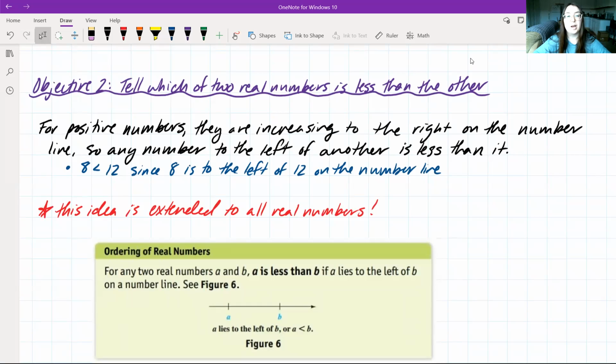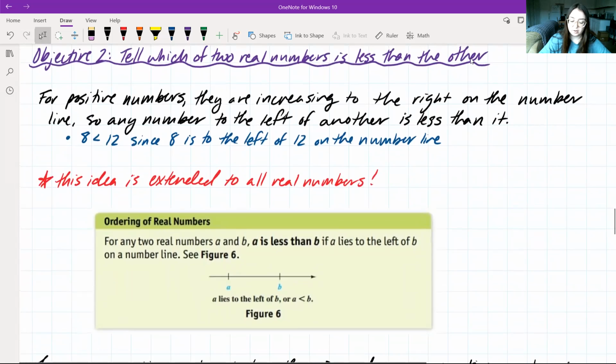So basically on your number line, any number that lies to the left of another number is going to be less than that number. So now we have our ordering of real numbers. We say for any two real numbers a and b, a is less than b if a lies to the left of b on the number line. Then we have our figure 6 here below, which we have this number line. We have a is to the left of b, a lies to the left of b, or that a is less than b. So this holds for all values. So if you have a number line, you can identify whether a value is less than it if it lies to the left of your original number.